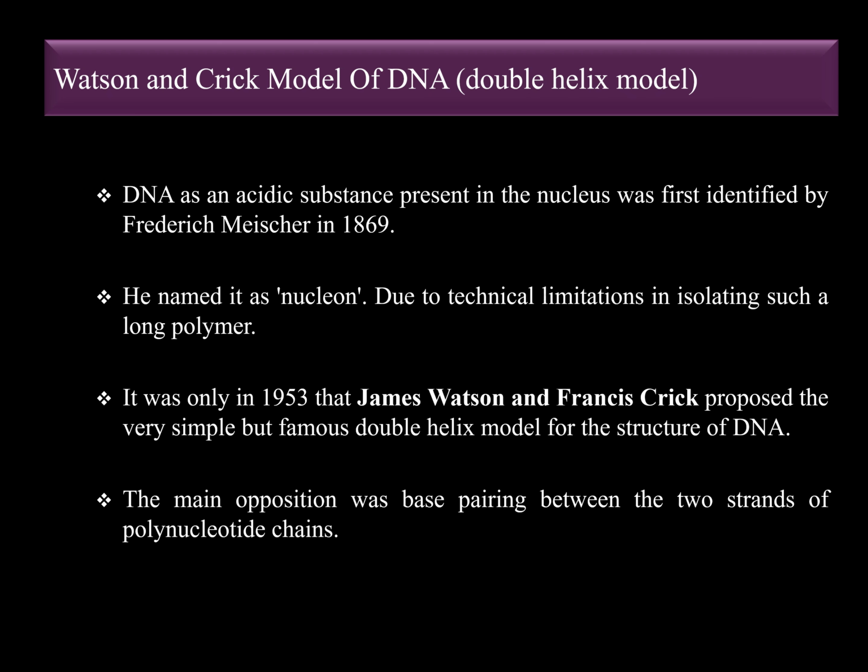Now we start the most important part, the structure of DNA. The Watson-Crick model is also called the double helix model. DNA was first identified as an acidic substance present in the nucleus by Friedrich Miescher in 1869. He named it nuclein. Watson and Crick later proposed the correct double helix structure. This structure explained how DNA can store genetic information and how it can replicate during cell division.